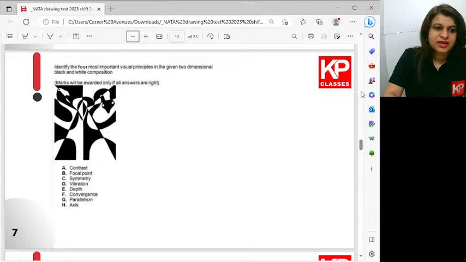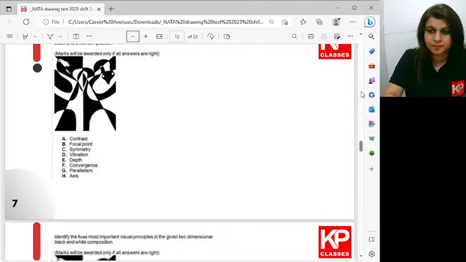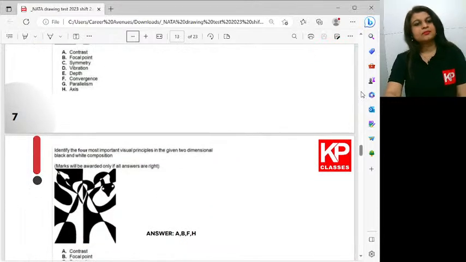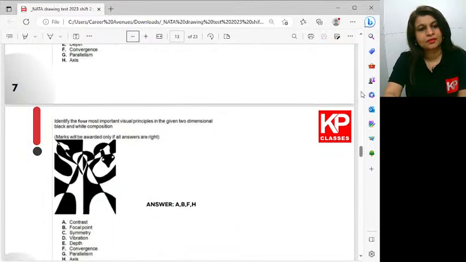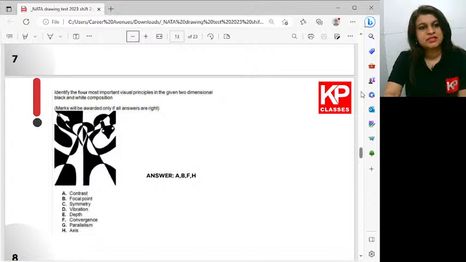So once again, we have another image right in front of us. Again, it says identify 4 most important visual principles in the given two-dimensional black and white composition. Right? So, 4 most important visual principles. What are they? One of the most predominant features we can see is contrast. The contrast of black and white.